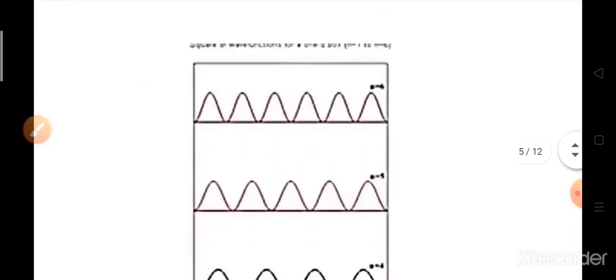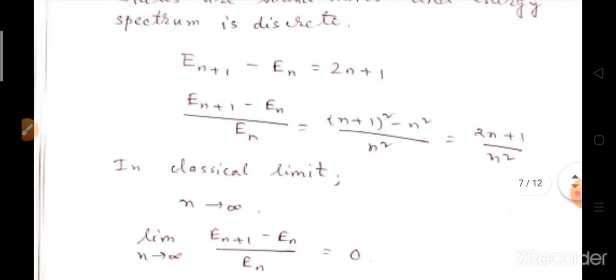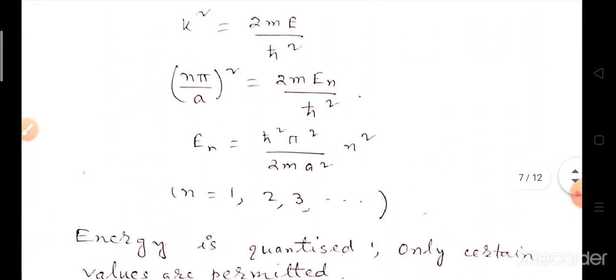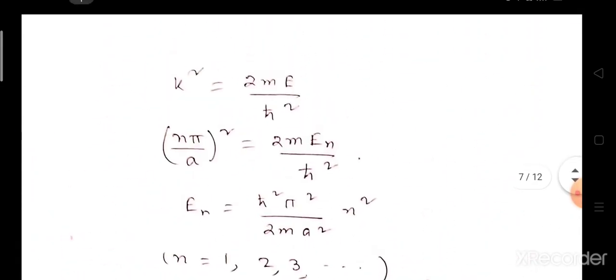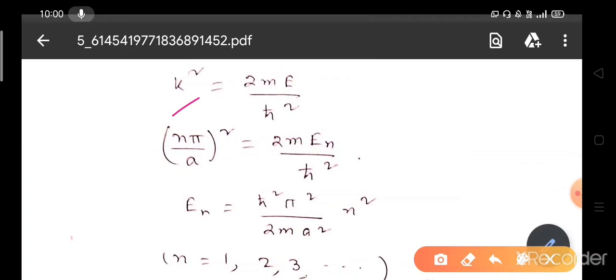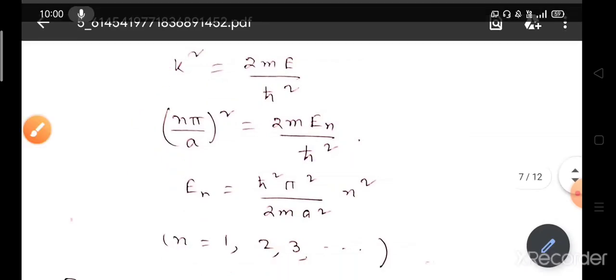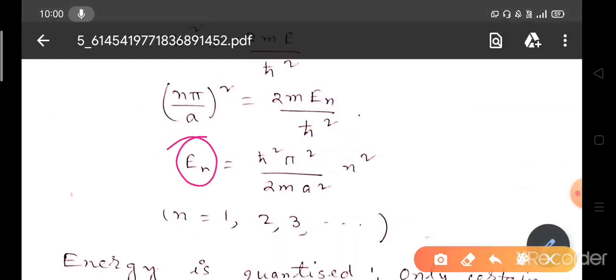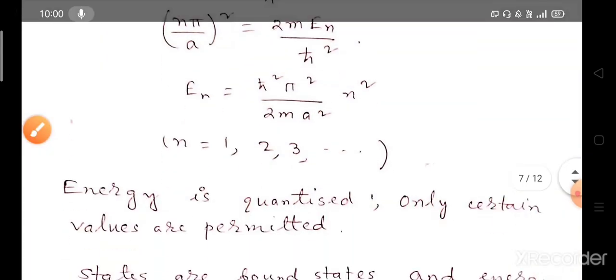Now we should understand what the energy value, the energy eigenvalue, should be. So k squared is 2mE by h cross squared. So k we get as n pi by a. So put the value, (n pi by a) whole squared equals 2mE by h cross squared, where we get E_n equals h cross squared pi squared by 2ma squared times n squared, for n equals 1, 2, 3.